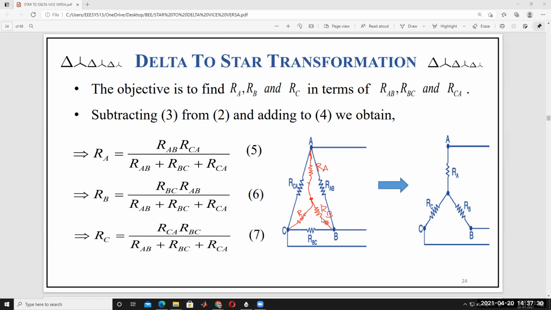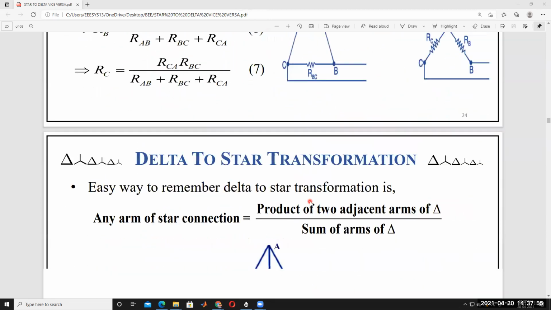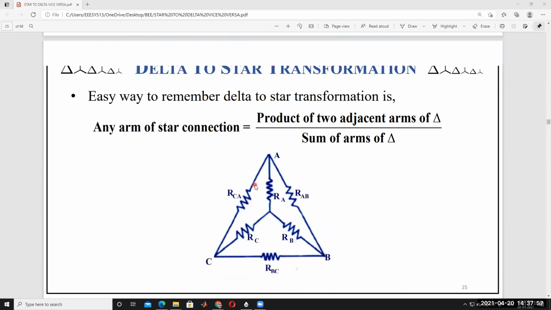Similarly, to find RB, multiplication of adjacent resistances, RBC into RAB, divided by the same addition of all these resistors. Similarly here RC is also the multiplication of these two, RBC and RCA, divided by the addition of all the resistors. Understood? Delta to star transformations. Try to concentrate.